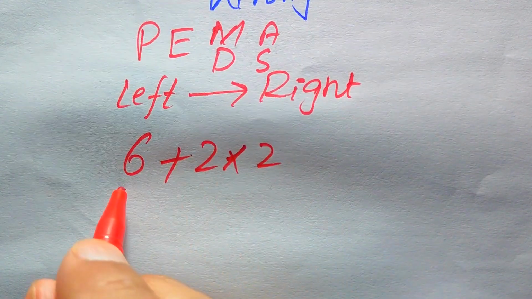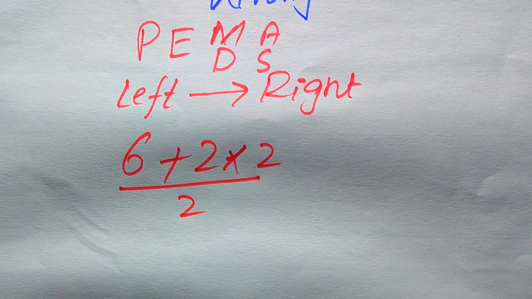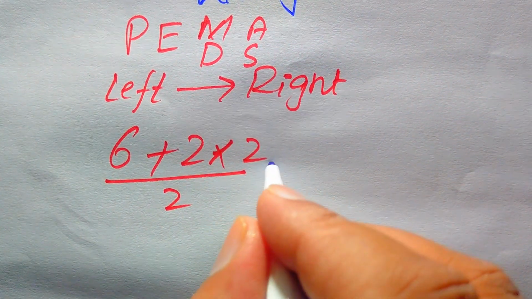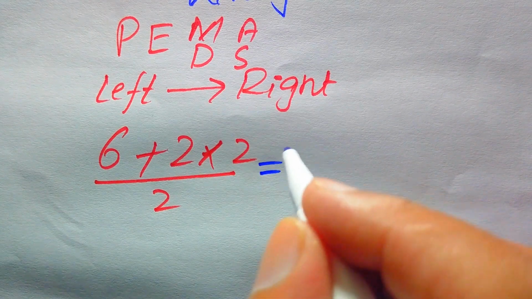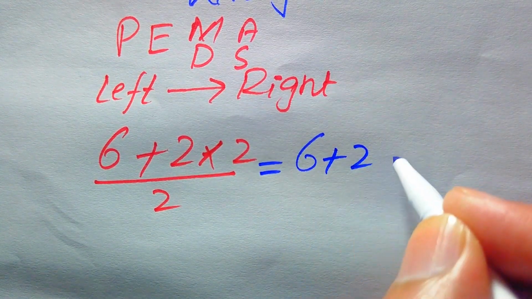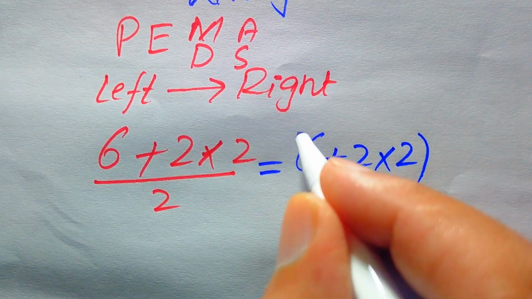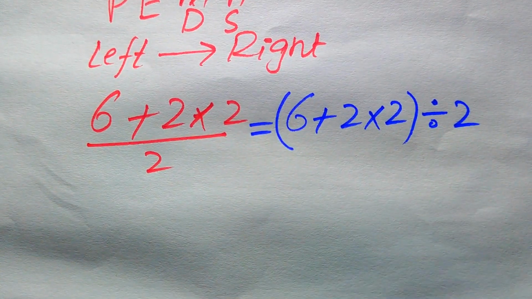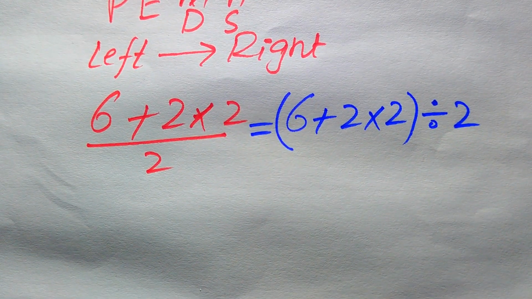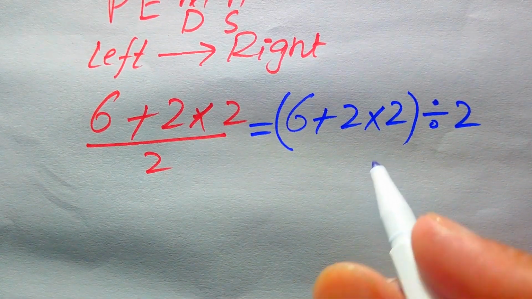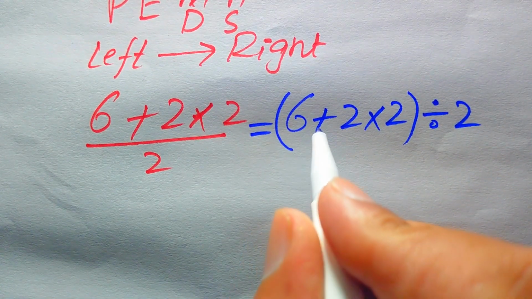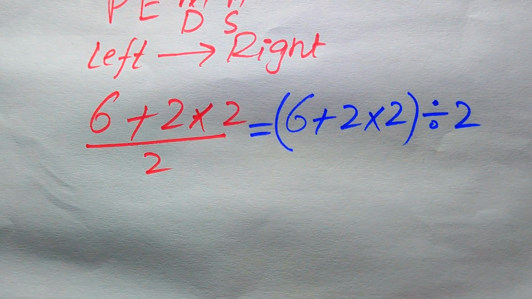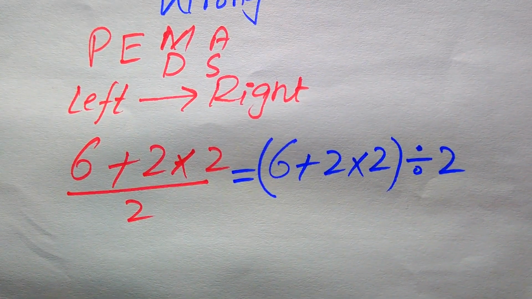Okay, so now we copy down again the given question statement and we solve the above question in the correct way. So this is the given question statement, and now first we write this expression in one line form, and we write it as 6 plus 2 times 2, and this is divided by 2. Okay, so you see that here there are four operations which we use here. The first is parentheses, then addition, multiplication, and division.